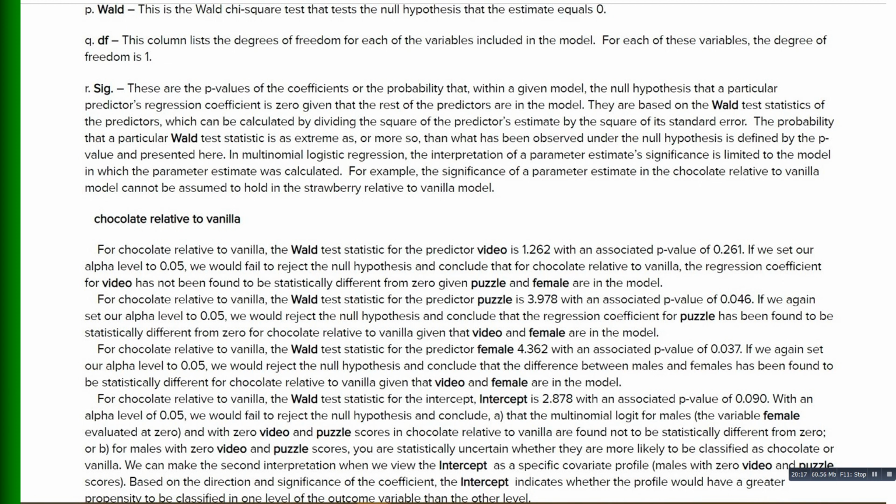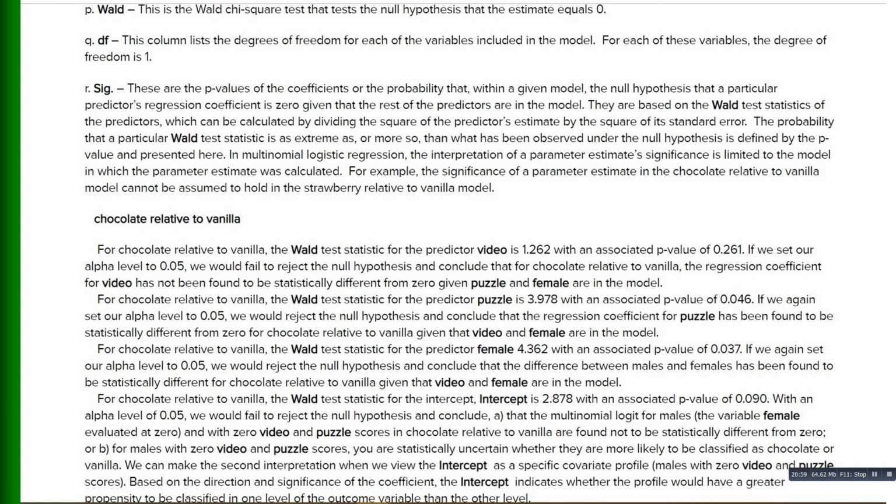For chocolate relative to vanilla, the Wald test statistic for the predictor puzzle is 3.978 with an associated p-value of 0.046. If we again set our alpha level to 0.05, we would reject the null hypothesis and we will conclude that the regression coefficient for puzzle score has been found to be statistically different from 0 for chocolate relative to vanilla, given that video and female are in the model.